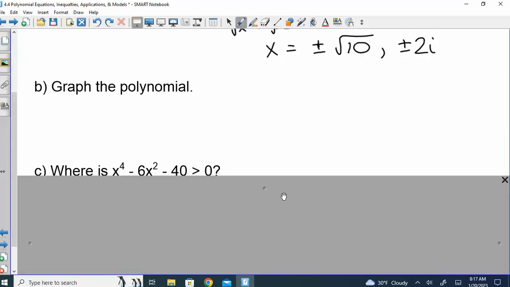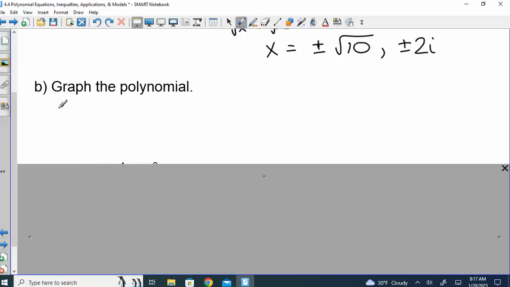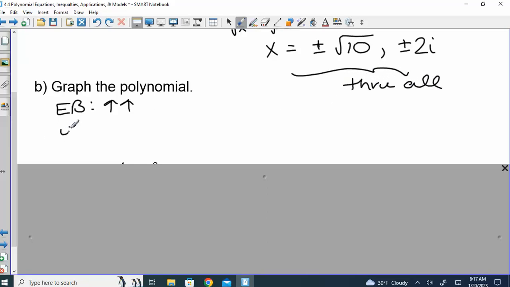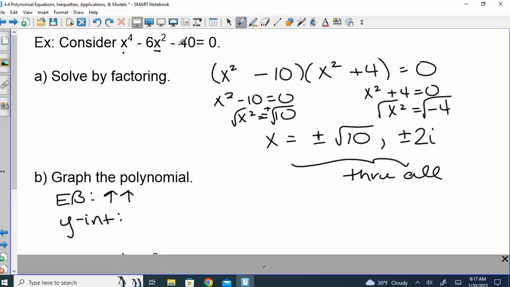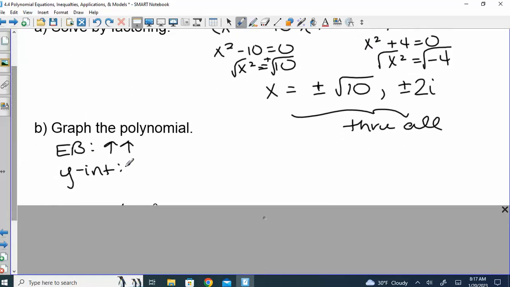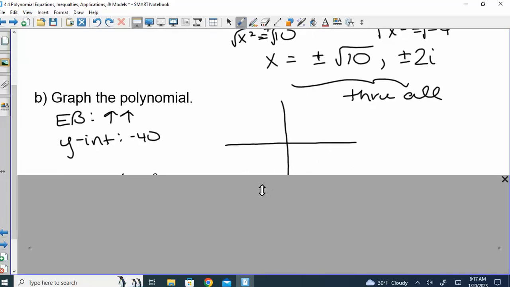Okay, so let's kind of go through. The end behavior doesn't change. It was x to the 4th, so what's the end behavior? Up. All of these are a multiplicity of 1, so what would that do? Through all of them. Y-intercept, if you plug in a 0 for all of your x's, you get -40.